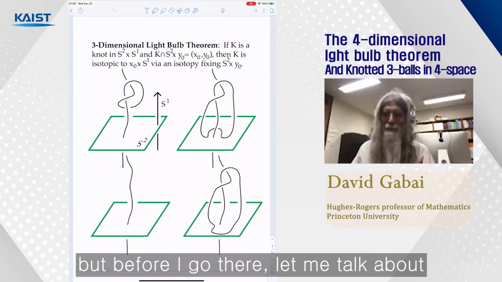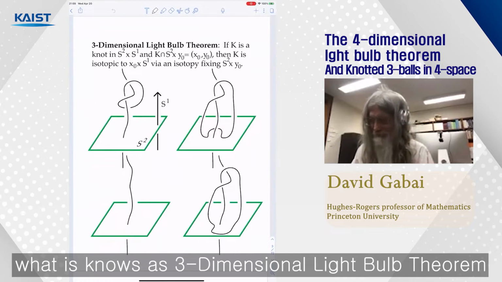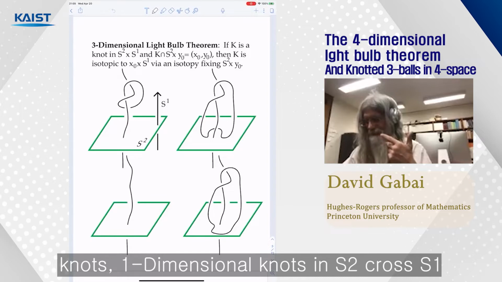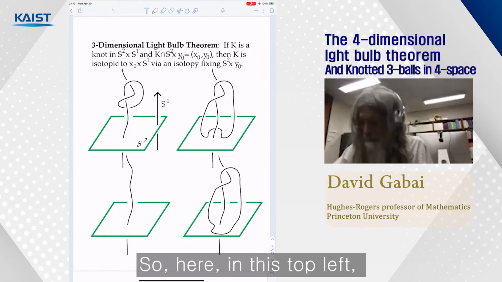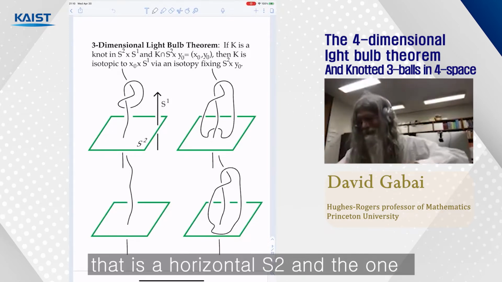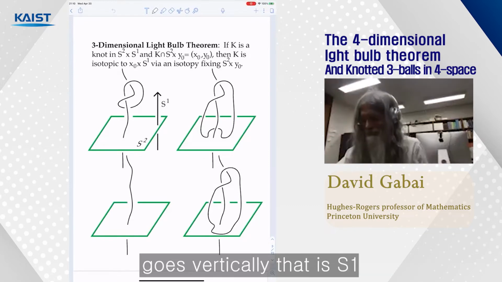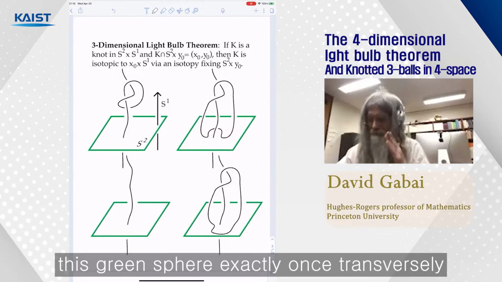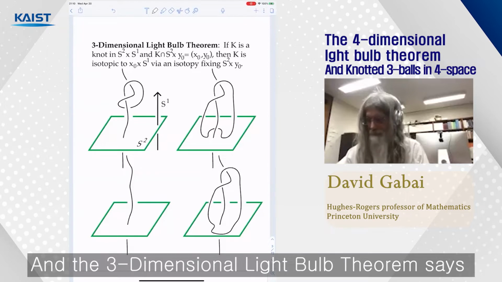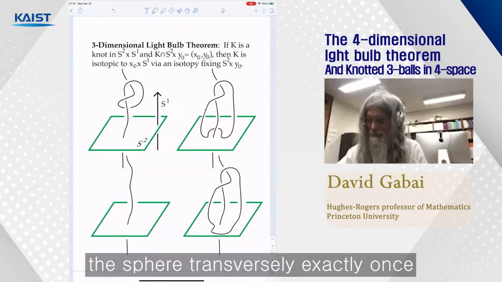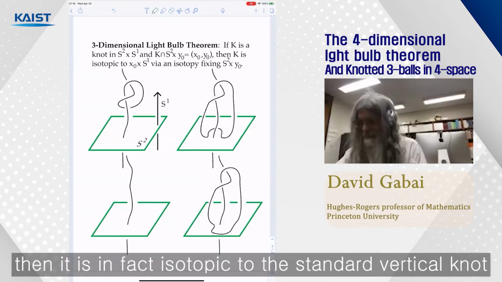But before I go there, let me talk about what's known as the three-dimensional light bulb theorem. The three-dimensional light bulb theorem is about one-dimensional knots in S2 cross S1. Here in the top left is the way I'm depicting S2 cross S1. The green sphere is a horizontal S2, and you go vertically, that's the S1. And here's a knot which has the property that it intersects this green sphere exactly once transversely. The three-dimensional light bulb theorem says that if you have a knot in S2 cross S1 that intersects the sphere transversely exactly once, then it is in fact isotopic to the standard vertical knot.